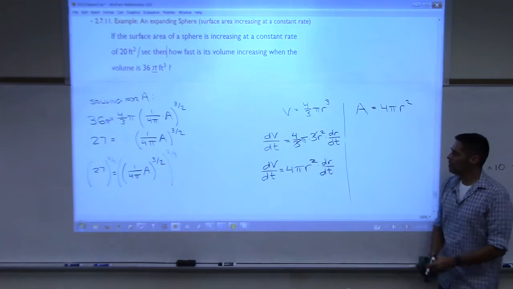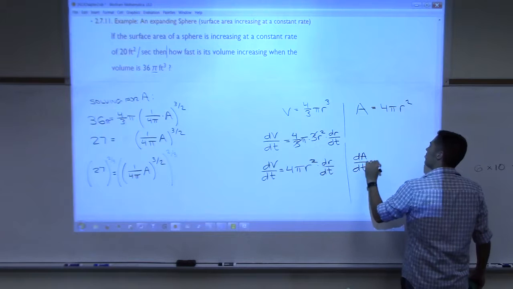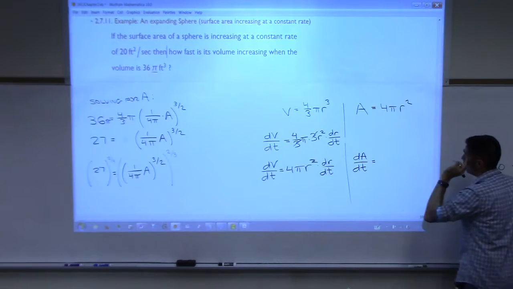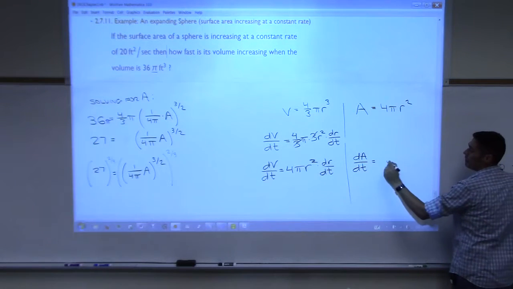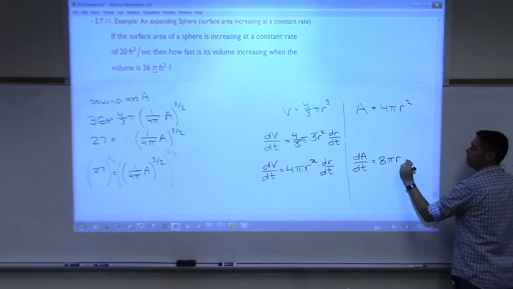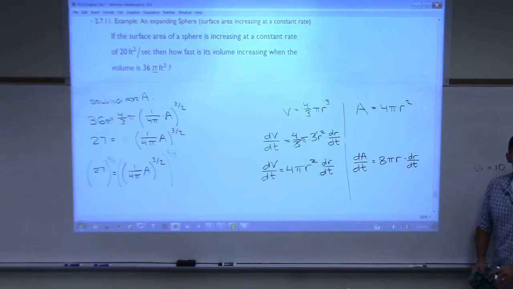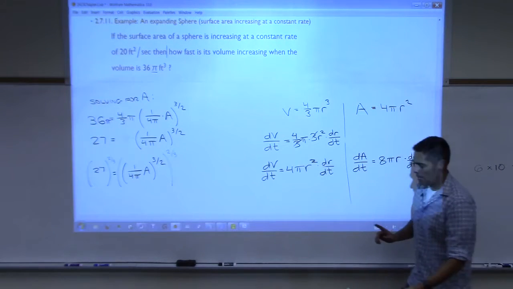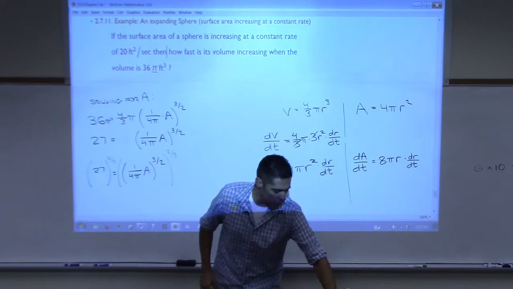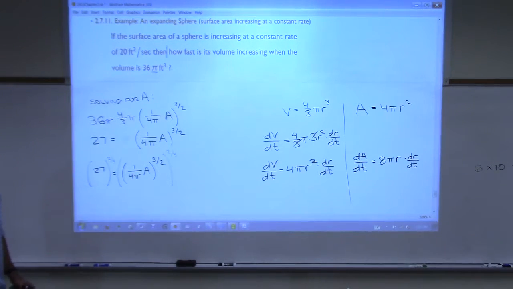Agreed? Here, if I differentiate, I get dA/dt equals, what would I get here? 8 pi r dr/dt. Understand? Now, even though those don't look like they would work, if you could tell me what r is, then I might be able to figure out what the answer to this question is.